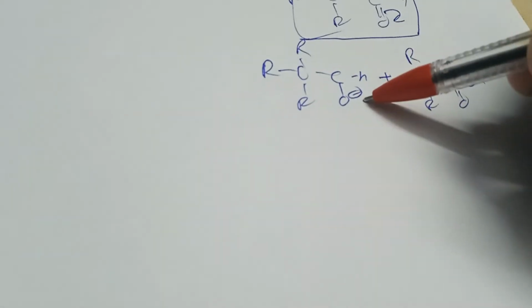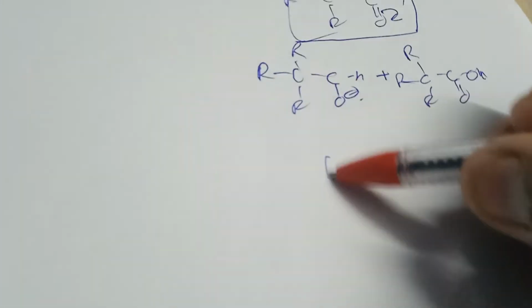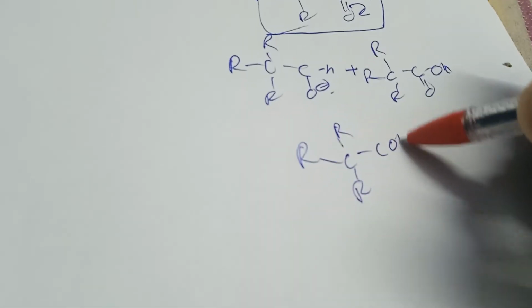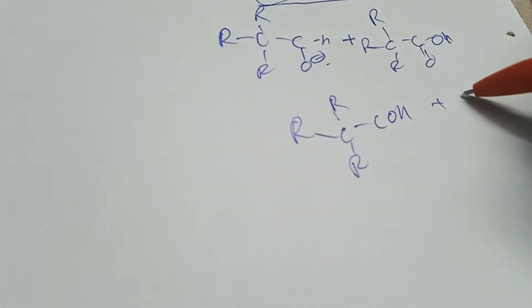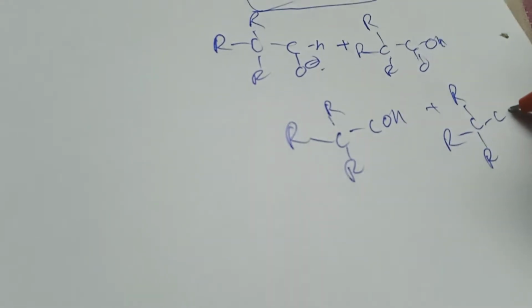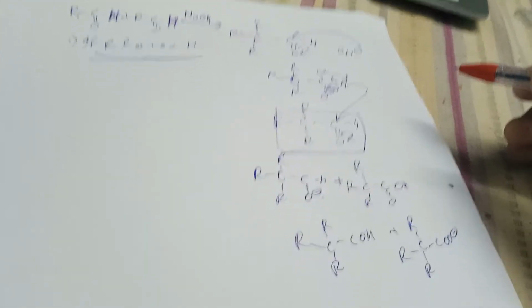And now this alkoxide ion, which is more basic than its conjugate base, would attack, and we would get an alcohol and a carboxylate ion. So this is the Cannizzaro reaction, the second reaction used in this question.